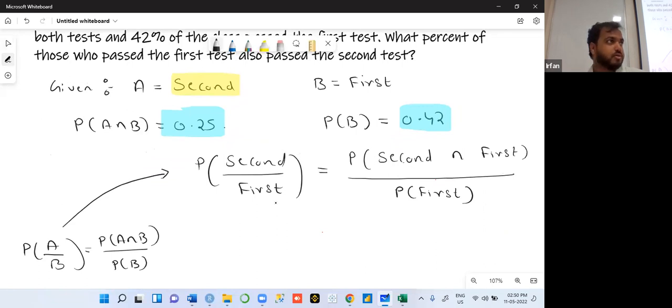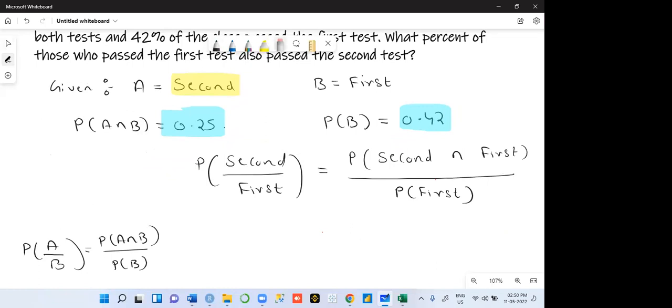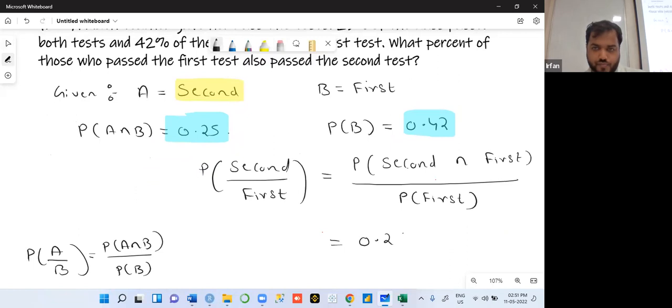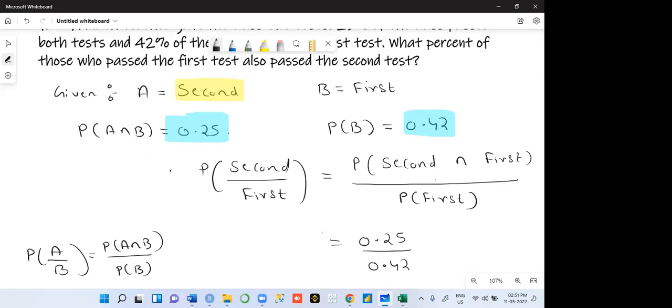Agree or should I repeat? Anisha, clear for you or should I repeat? Sir, फिर solution में 0.25 by P of B मतलब 0.42 आएगा क्या? Yes. Okay. Easy.